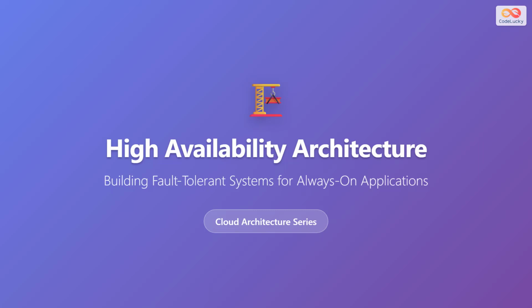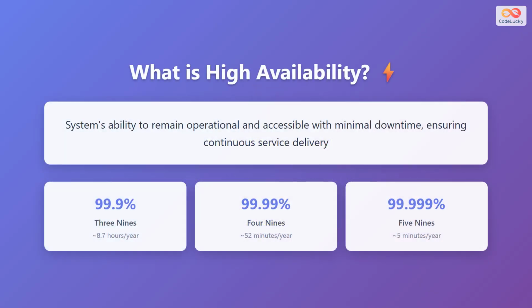By the end of this video, you'll understand the fundamental concepts needed to design always-on applications that can withstand various types of failures. High availability refers to a system's ability to remain operational and accessible with minimal downtime, ensuring continuous service delivery to users. It's measured as a percentage of uptime over a given period.